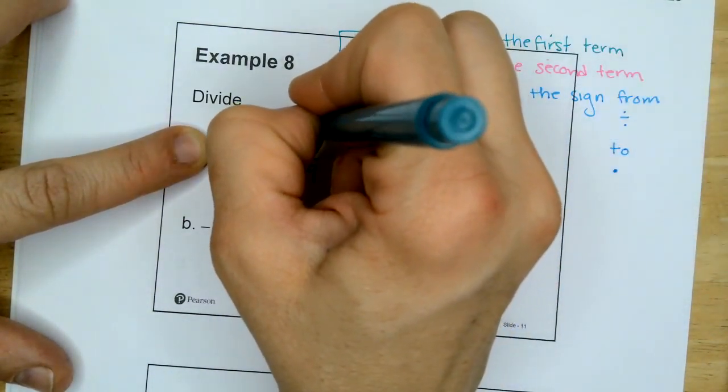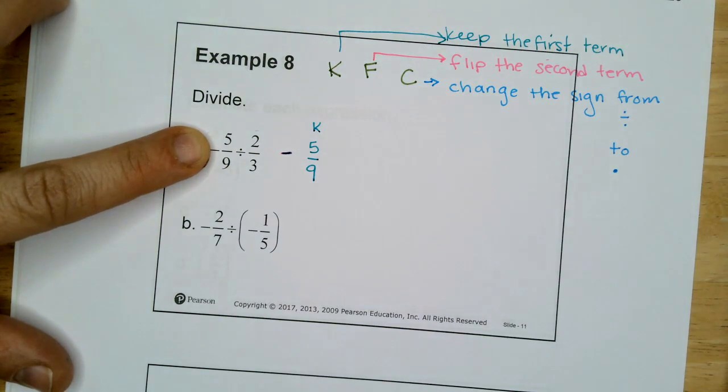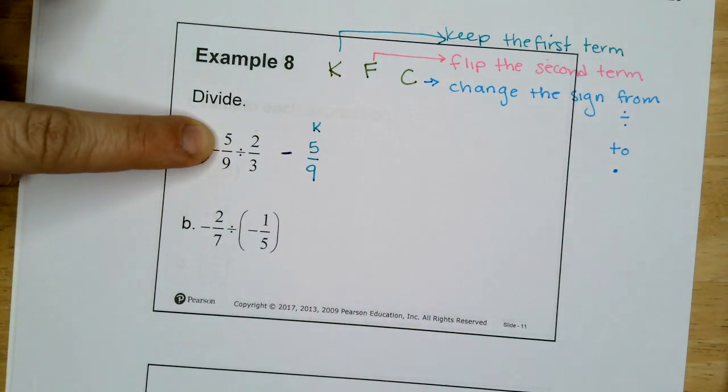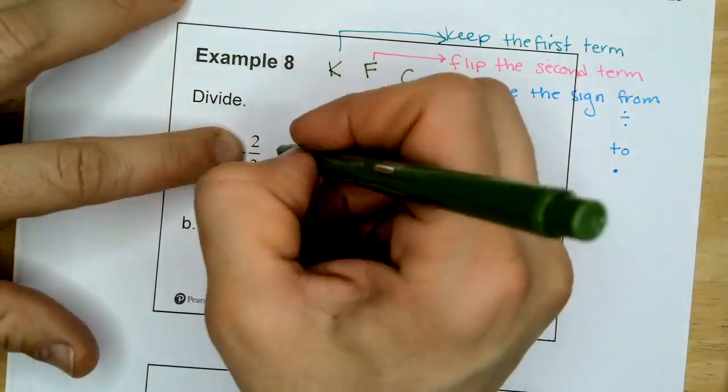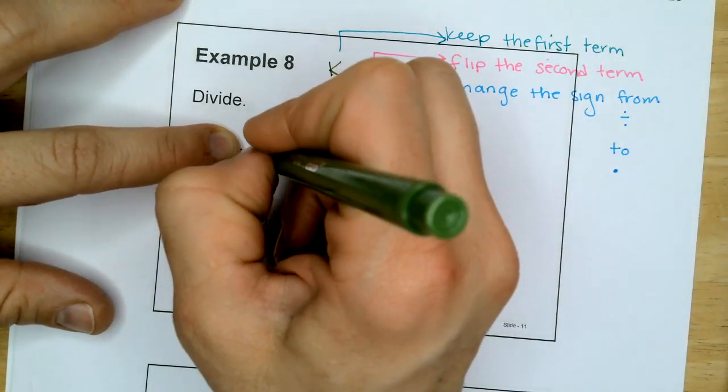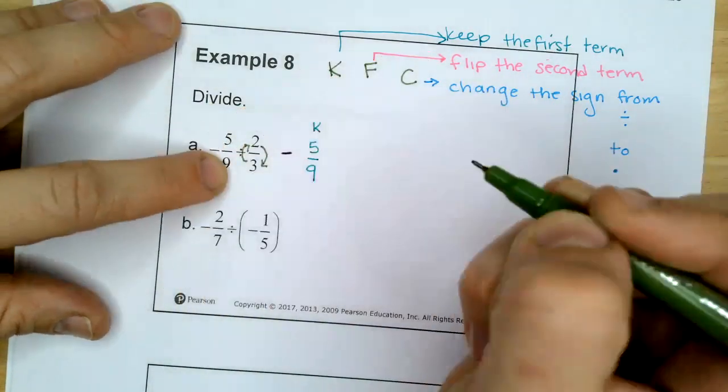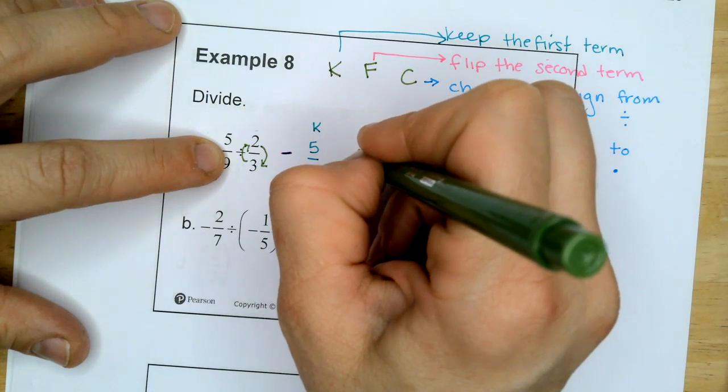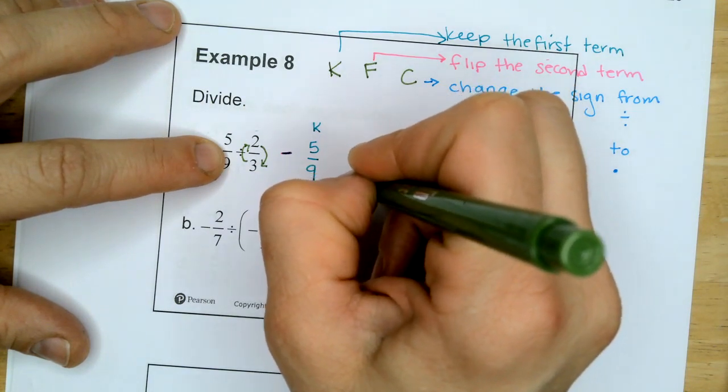That's the K. We're done. All right. F, flip the 2/3. If you're going to flip the 2/3, what that means is the 2 goes down here and the 3 goes up here. So instead of 2/3, you have 3/5.